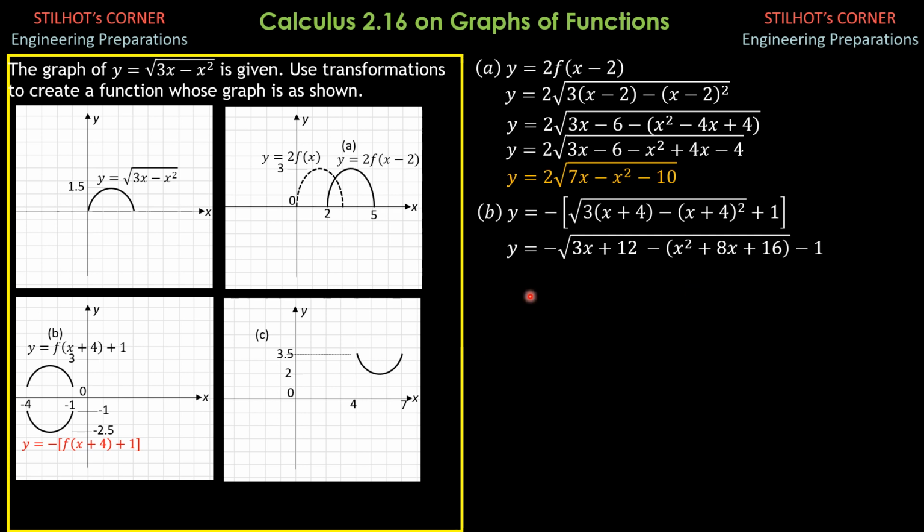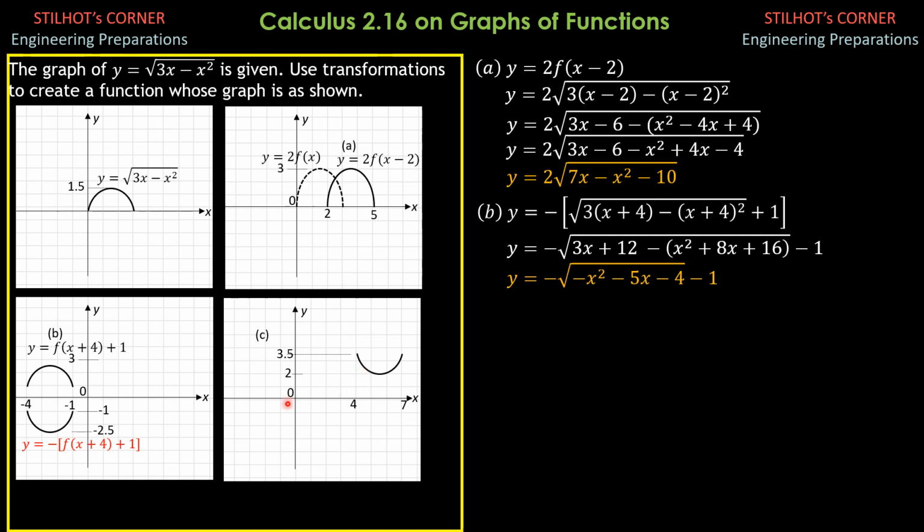Simplifying inside, y equals, we have 3x minus 8x, which is negative 5x, negative x squared. 12 minus 16 is negative 4. So y equals negative square root of negative x squared minus 5x minus 4. 3x minus 8x is negative 5x. 12 minus 16 is negative 4. Then we copy negative 1. So that's the equation of this curve here.